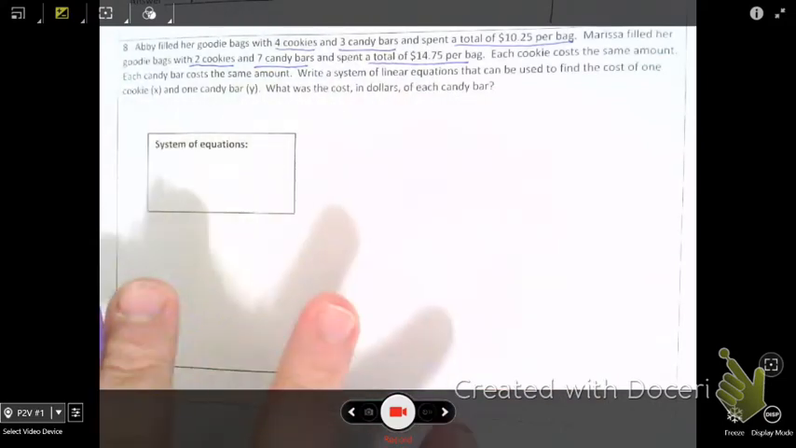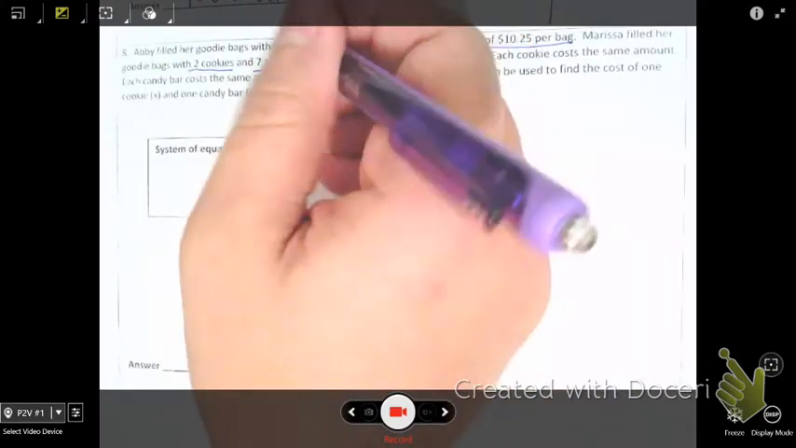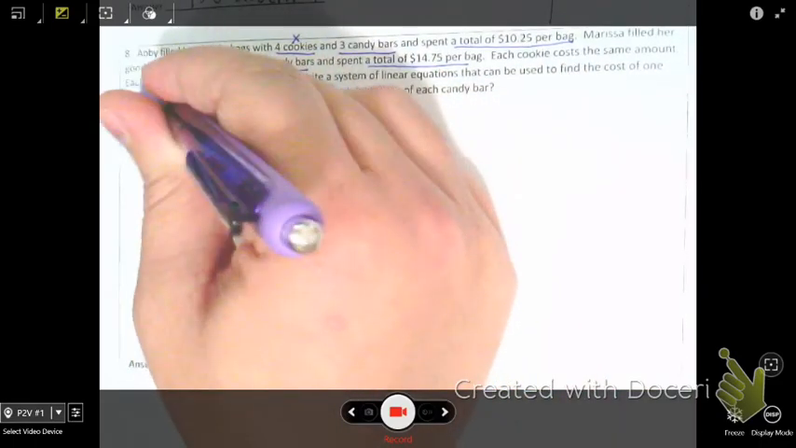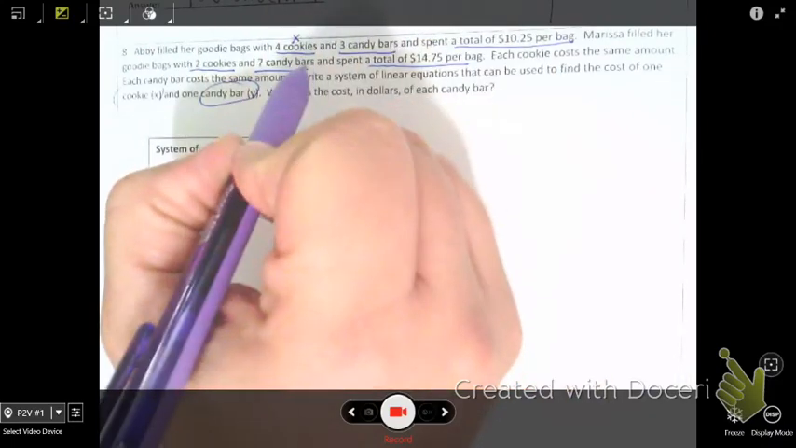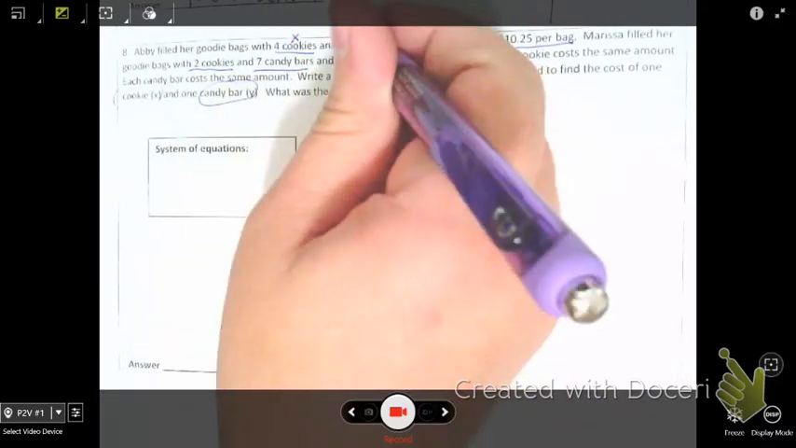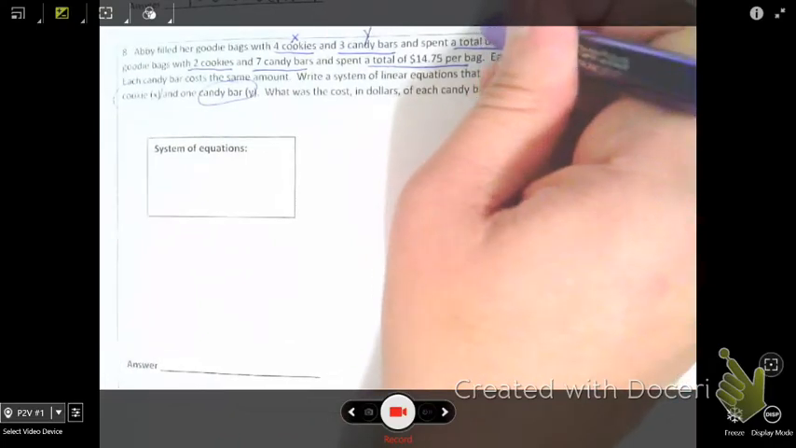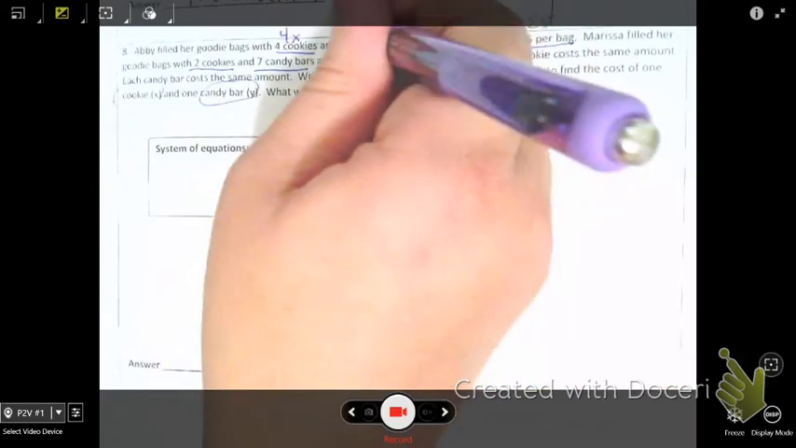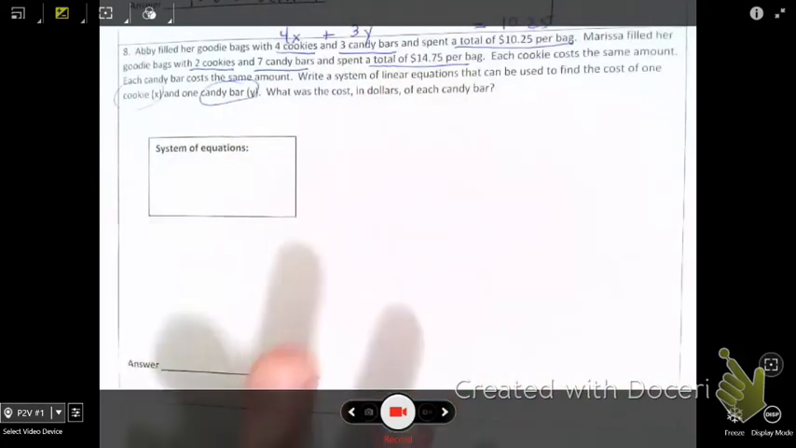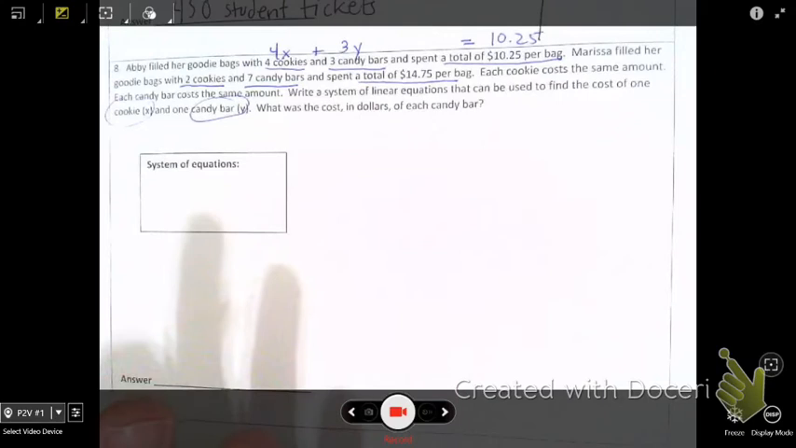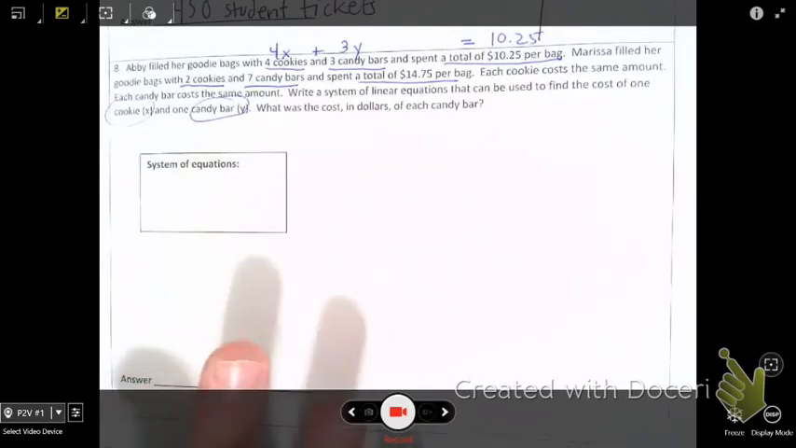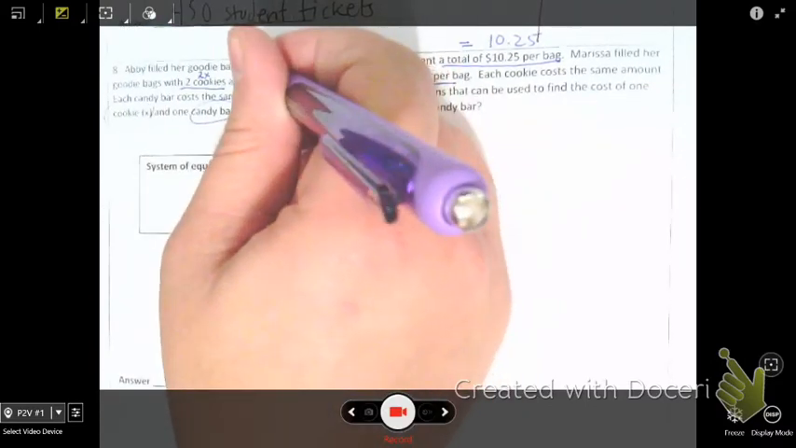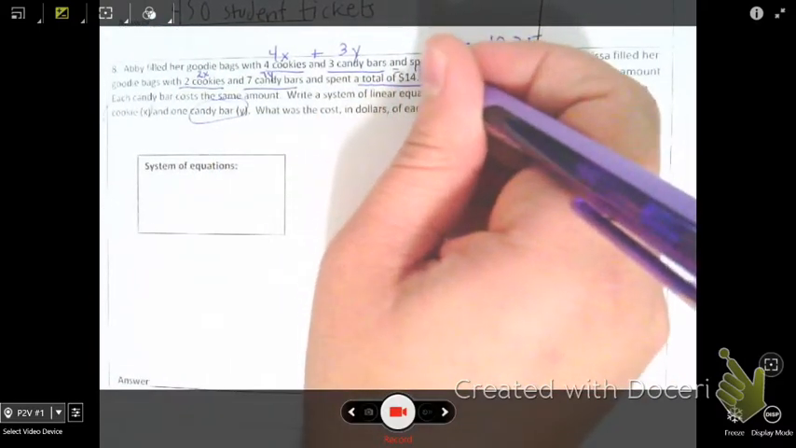This is what I was telling my students. When you see this, go ahead and mark an X above what you underlined. Okay, that's 4 cookies because X is cookies, Y is candy bars. So 4X, 3Y, and a total of 1025. So 4X plus 3Y equals 1025. And that's what I'm doing right there. I'm just simply interpreting what I've underlined. And then the second equation will be 2X, because the cookie's right there, 7Y, and then equals 1475.